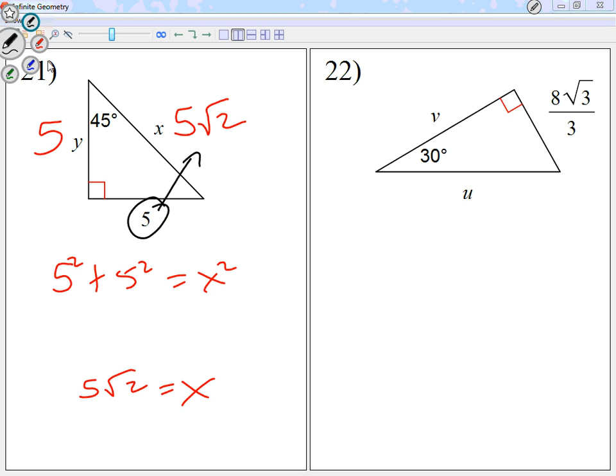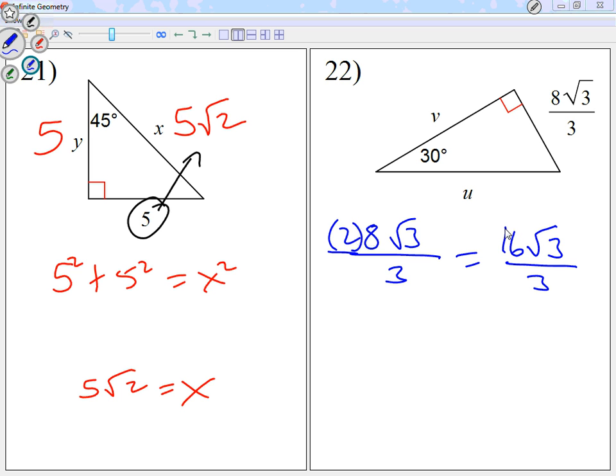Looking at the 30, 60, 90, we know that this side here is the small one, and that's the one we want. For the hypotenuse, just multiply the little one by 2. So if I look at 8 radical 3 over 3, which is the number that was given to us to begin with, we multiply this by 2. So I'm going to put the 2 on top. I'm going to finish with 16 radical 3 over 3. Now look at my fraction, 16 over 3. There's nothing I can do. So that's the value of u.